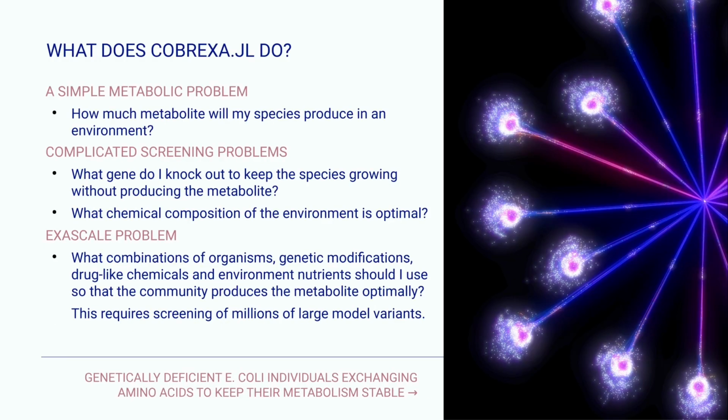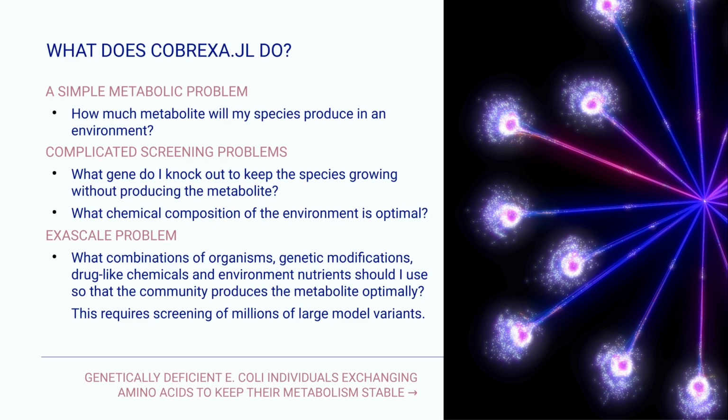Let's have a quick look at what you can actually do with COBREXA now. A traditional constraint-based modeling problem is to ask questions like how much of some metabolite is my small organism going to produce in some certain conditions, or perhaps what are the best conditions for the organism to produce as much metabolite, as much, for example, biomass as possible.